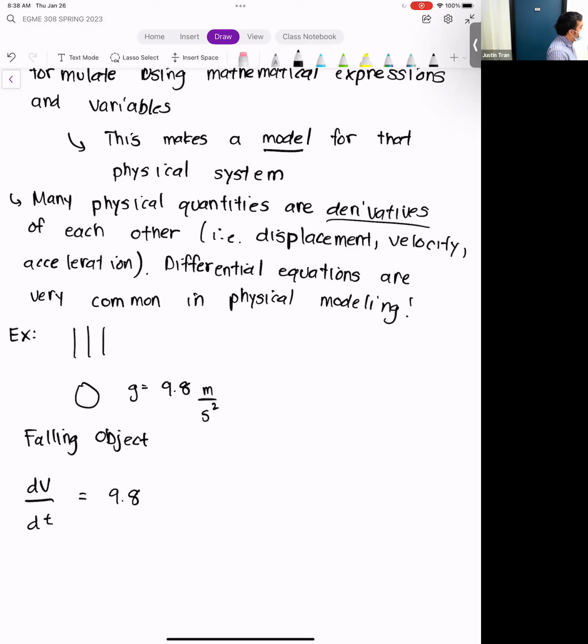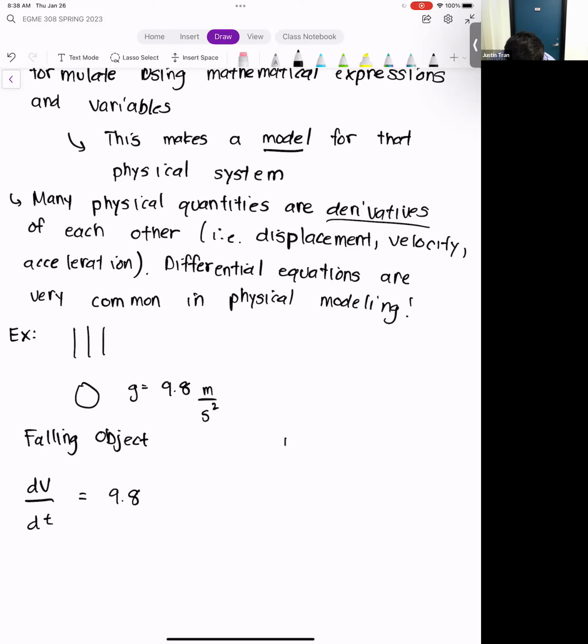It could be just as simple as this. And so this is technically a differential equation because we have a derivative that is equal to something. That's a very, very simple example. Let's do something a bit more complicated, one that we'll see later today in the example.